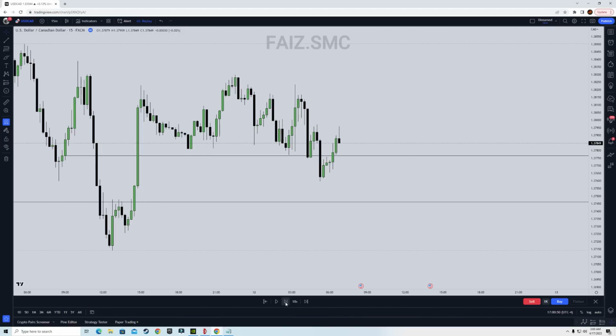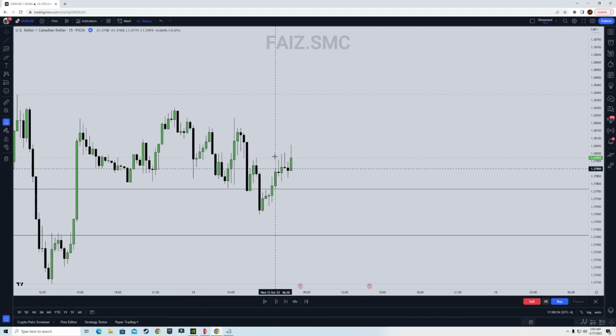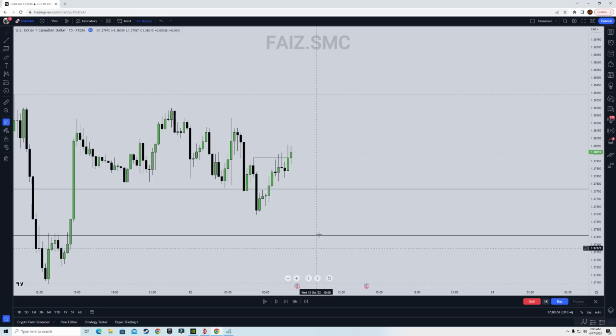Do we get a shift in market structure? Yes, we do. Right there. I hope. Nope, it did not break the level so far. Okay, it did. Now, my entry is confirmed here.